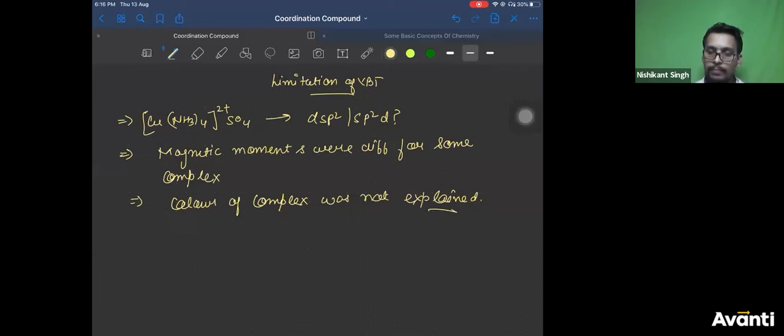By the way, this molecule is a big controversy among people. For your level, you will find most books writing dsp2, but its actual answer is sp2d. How? I will explain it in some advanced class, but most coaching institutes also explain it wrong. They also explain it as dsp2, but in reality it is sp2d.